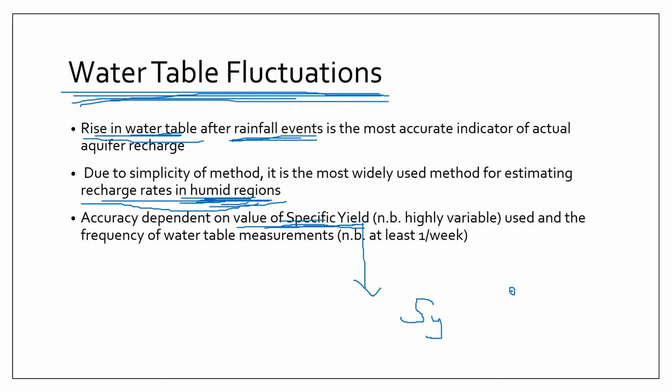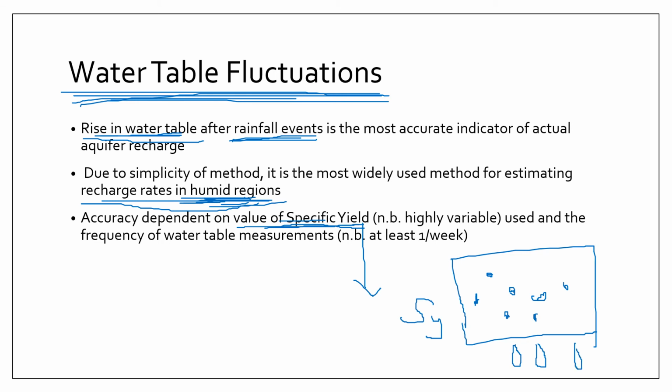Specific yield is a number which tells you how much water, how much percent of water, you can extract from a given volume of your aquifer. We will be discussing specific yield later in this course. But for now, you just have to know that specific yield is all about how much water can be extracted from a given volume of an aquifer.